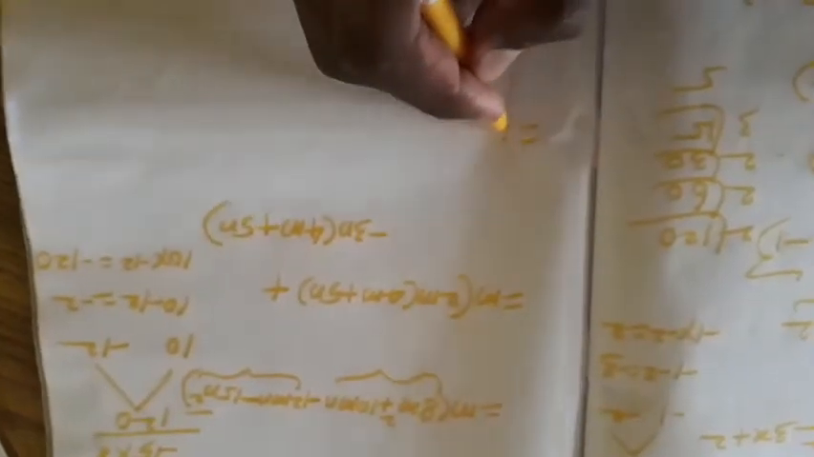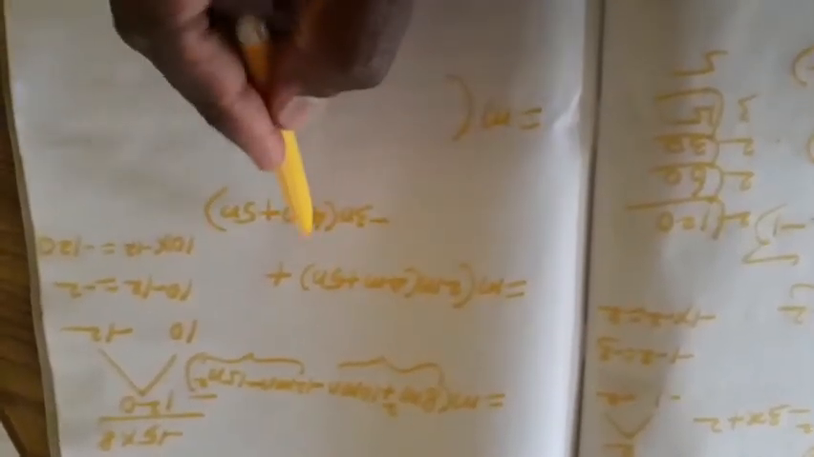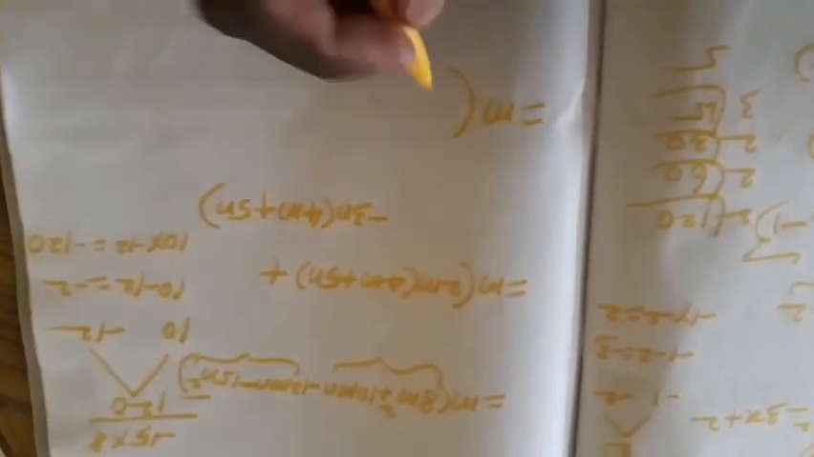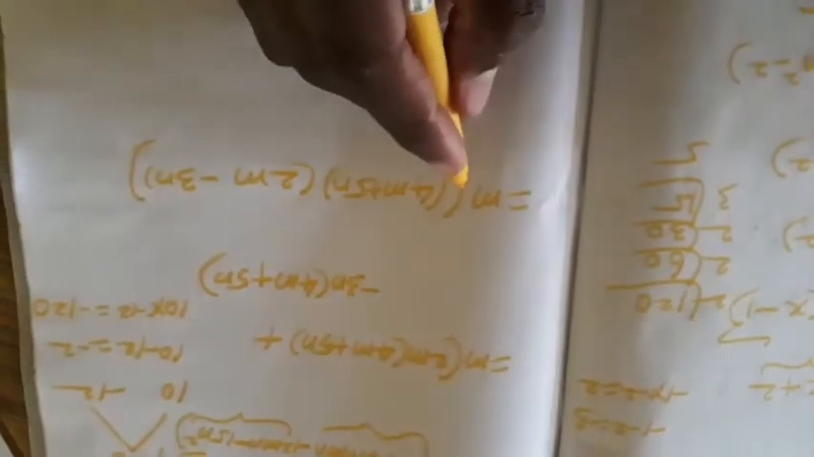Now in both terms, what is common? 4m plus 5n is common, take it outside. Remaining 2m, and here plus into minus is minus 3n. So m into 4m plus 5n into 2m minus 3n is the required factors. Finally, m into 4m plus 5n into 2m minus 3n is the required factorization, and the solution is over.